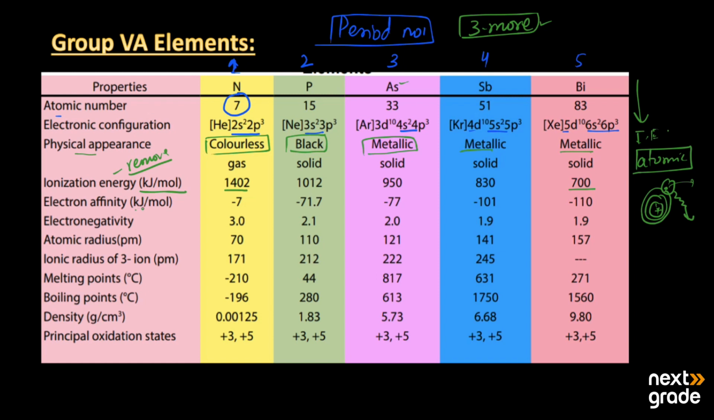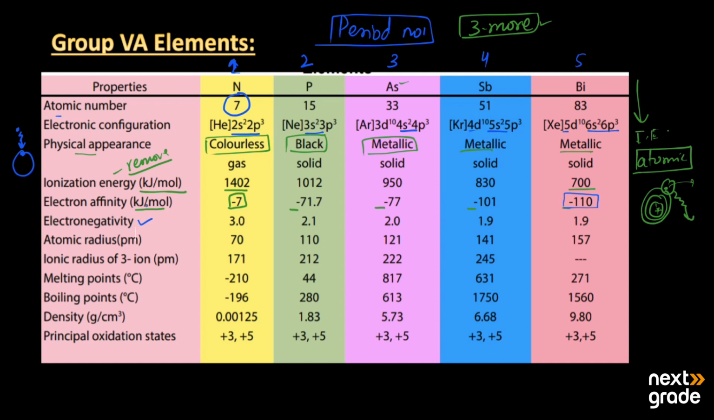Next, we have the electron affinity. Electron affinity is an exothermic process in which energy is released. That's why you can see the negative sign along with this energy, given in kilojoules per mole. Electron affinity is the amount of energy released when we add an electron to the valence shell. So the electron affinity is -7 for nitrogen, and for the last one we have -10. That also decreases when we move from top to bottom.